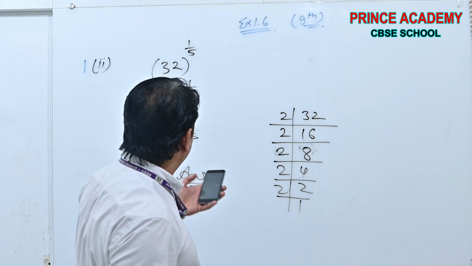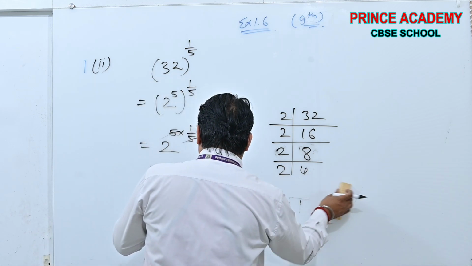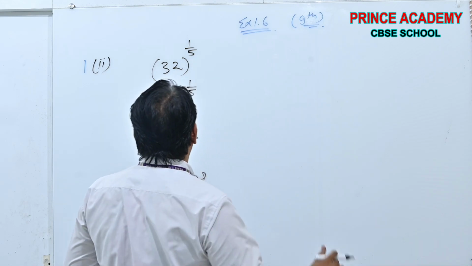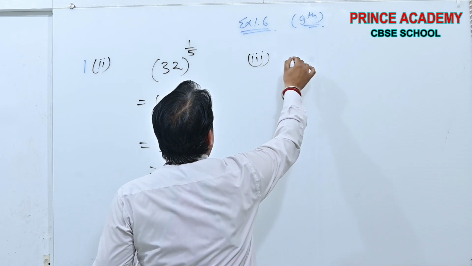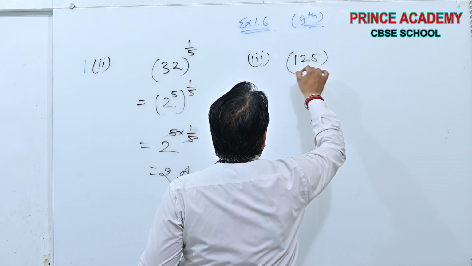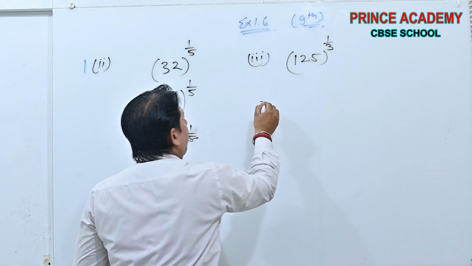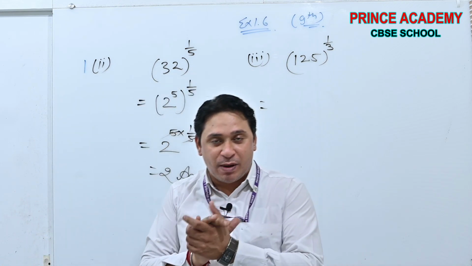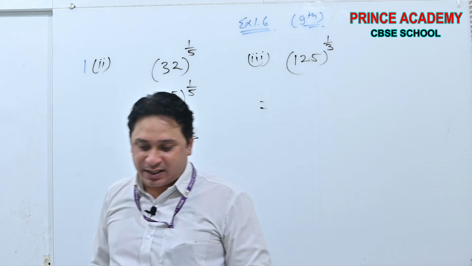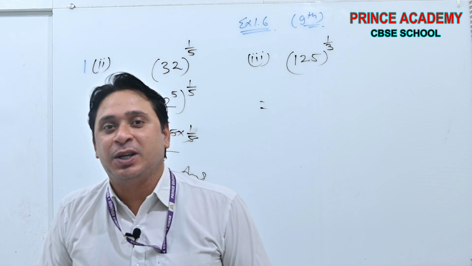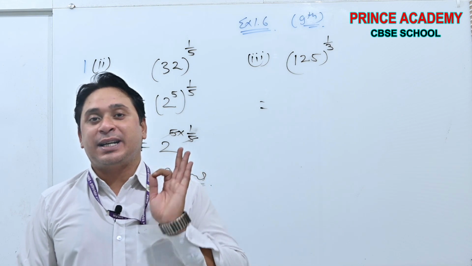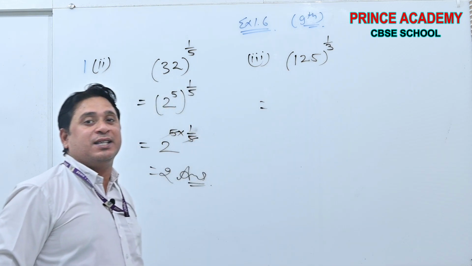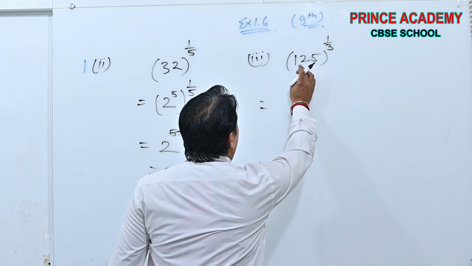Now next question. Take the screenshot. Third part. 125 raised to power 1 by 3. Sorry, 125. And one more thing beta, if you are in 9th class, you have to memorize 1 to 30 squares, then at least 1 to 10 cubes you should know, and it will make your calculations much easier. Beta, see, this is 5 cube.